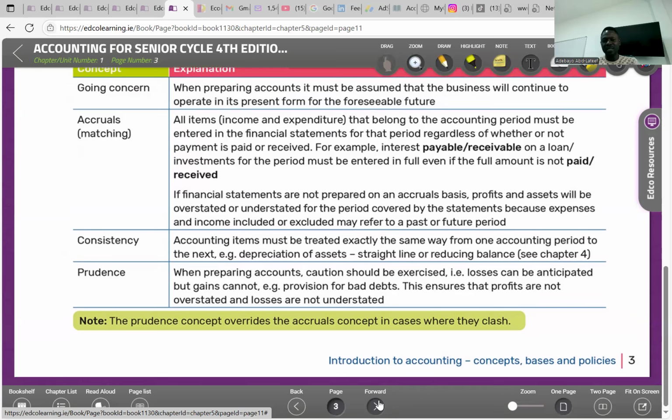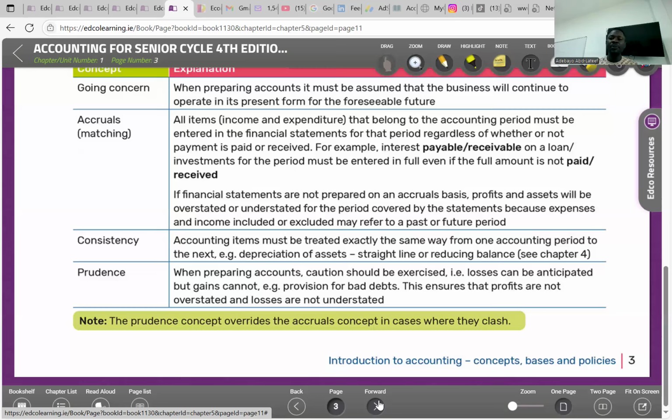Then the principle of consistency. Accounting items must be treated exactly the same way from one accounting period to the next. Example given, depreciation of assets. If you are using the straight line method, you should continue using the straight line method. The principle of consistency simply means that accounting items must be prepared the way you have prepared them before. So whatever accounting method you used previously, you have to continue to use the same accounting principle or calculation subsequently.